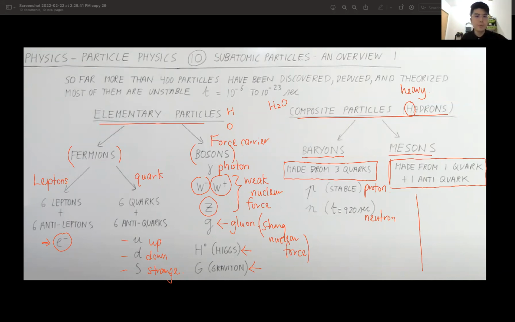It is found that the neutron inside a nucleus tends to be more stable than the neutron outside of the nucleus. If the neutron is outside of the nucleus, then it is not very stable. How long can they last? They can last only about 920 seconds before they disintegrate.